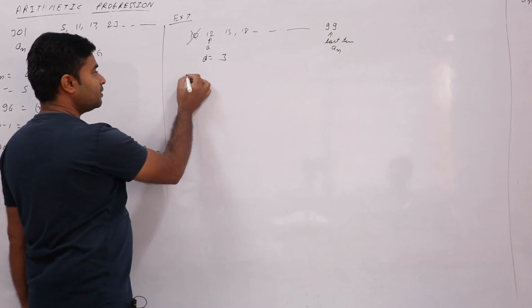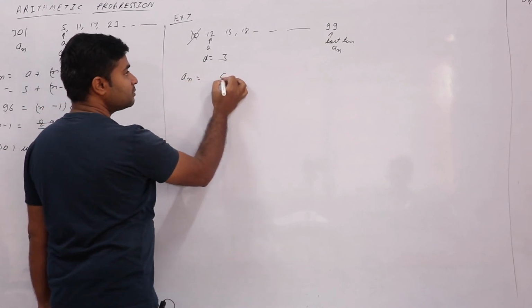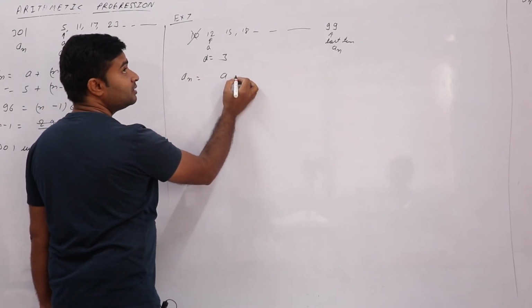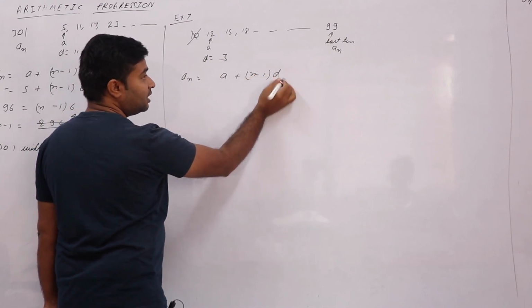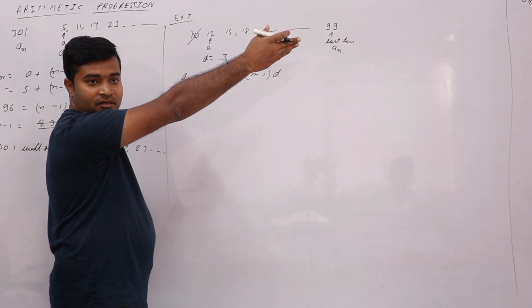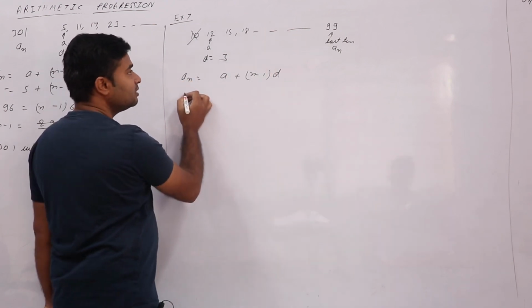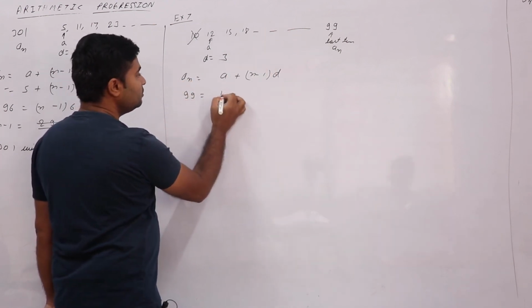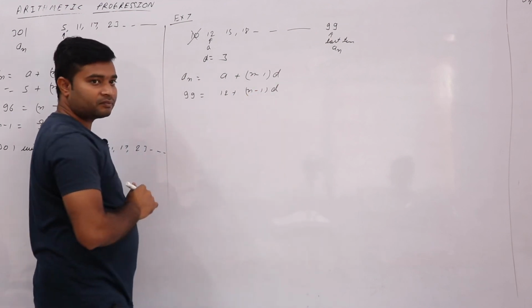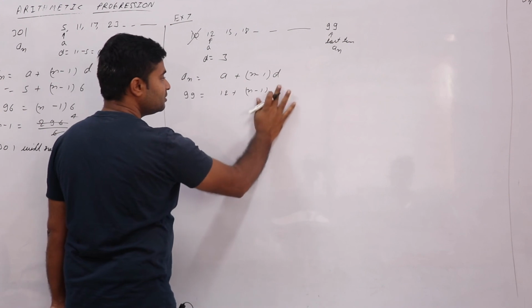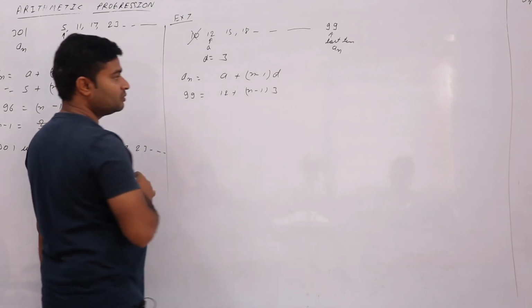Apply the formula: An is equal to A plus (n minus 1) into d. So 99 is equal to 12 plus (n minus 1) into d. And you know the d value also, right? Yes, sir.